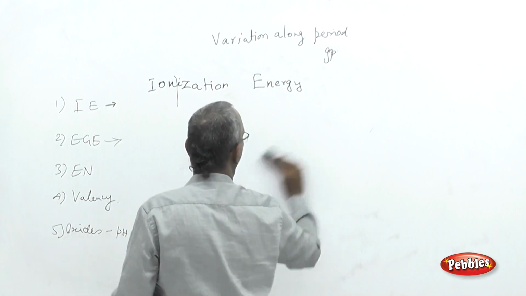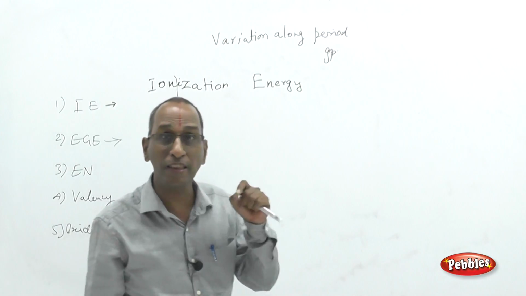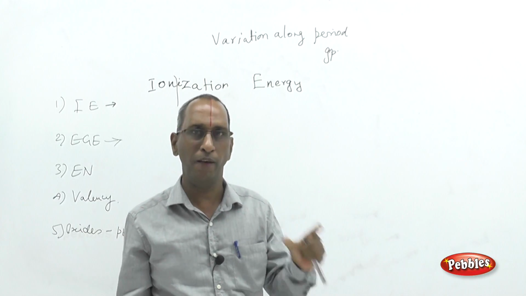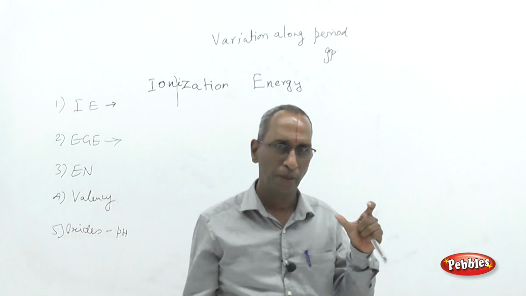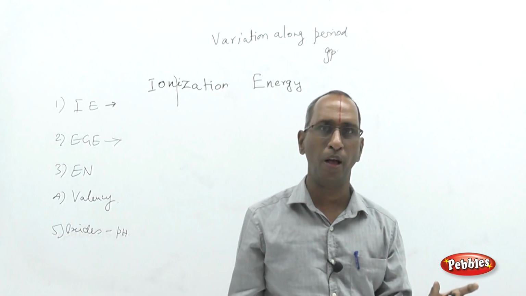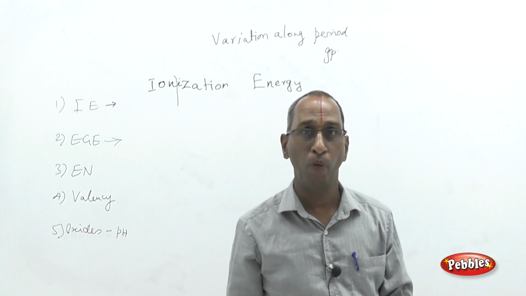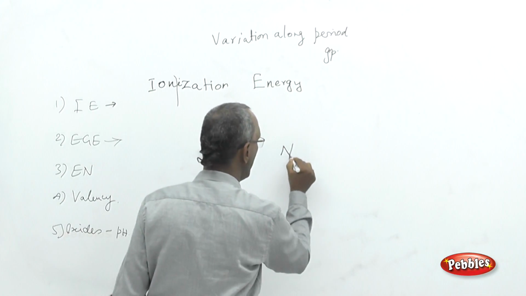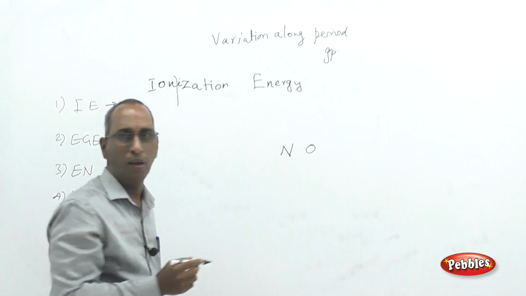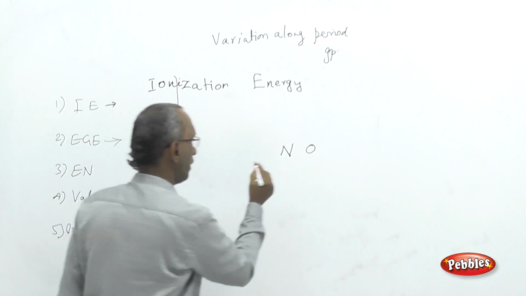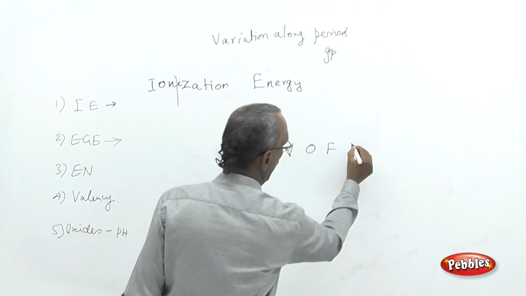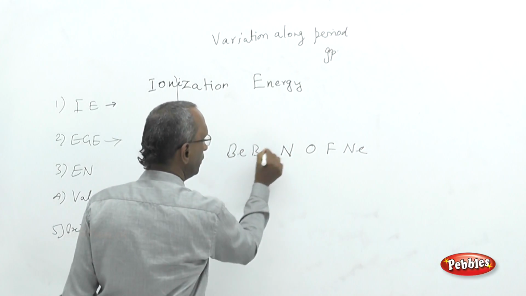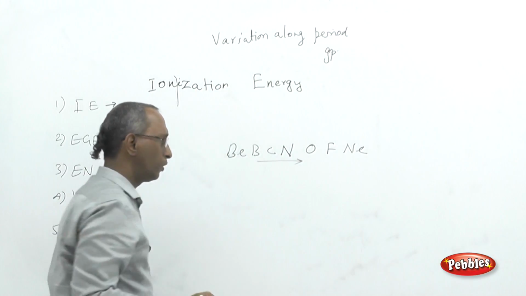So in general, ionization energy increases along the period and decreases along the group. Whenever we state any rule, it will follow some anomaly. There is some deviation. Why is there some deviation? So we compare nitrogen and oxygen. Nitrogen, oxygen, fluorine and neon. Beryllium, boron, carbon. So it is decreasing.